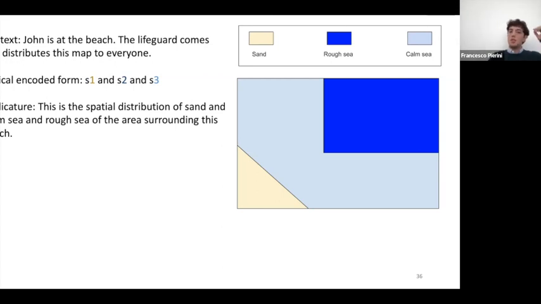So the context of this map, say, is that John is at the beach. The lifeguard comes and distributes this map to everyone, including John. And so this map represents, as the legend says, that the deep blue color represents the rough sea, the light blue color represents calm sea, and the light yellow sand. The logical encoded form of this map would be just S1 and S2 and S3.